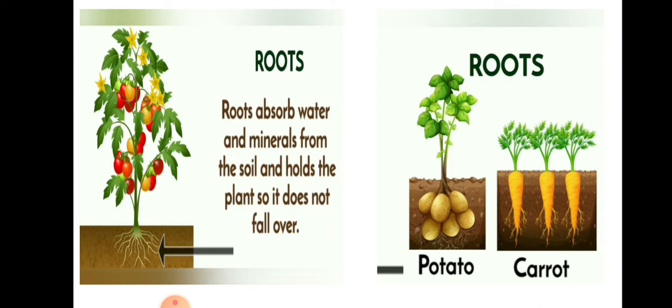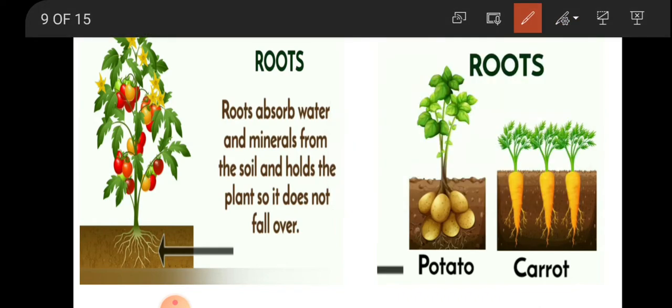Roots क्या काम करता है? The roots absorb the water and the minerals from the soil. Soil का मतलब मिट्टी, and holds the plant so it does not fall over. Holds the plant यानी पकड़ के रखता है मिट्टी में, बांध के रखता है, so that the plant and the trees don't fall off. ठीक है? So important function of root, the root absorbs the water and minerals from the soil and holds the plant so it does not fall over.